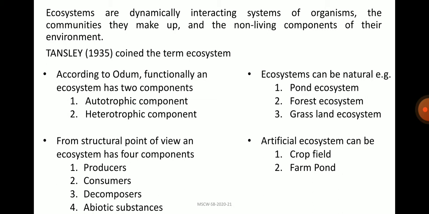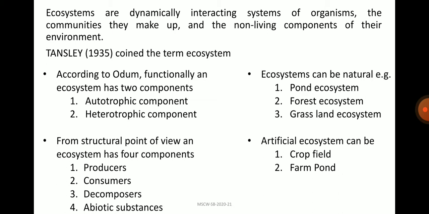The autotrophic components are self-feeding. That means they prepare their own food, which will be used for their growth and metabolism. These are also known as producers. While heterotrophic components depend on others for their food, growth and metabolism, hence they are also called consumers. They are heterotrophs, that means they are other-feeding. They depend on others for their food.